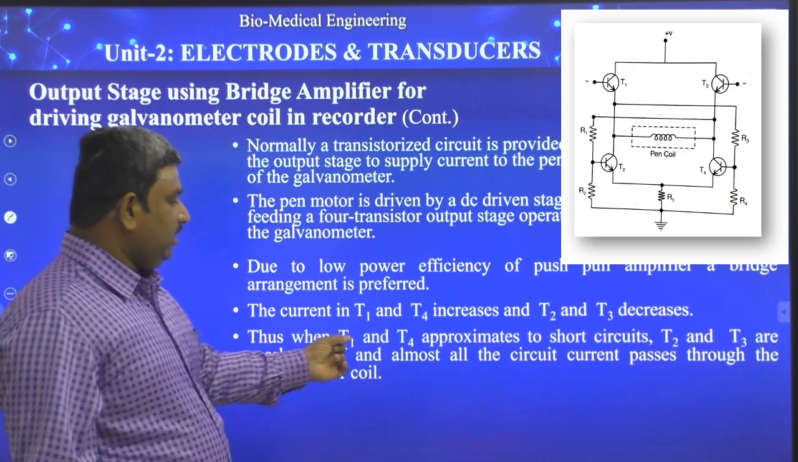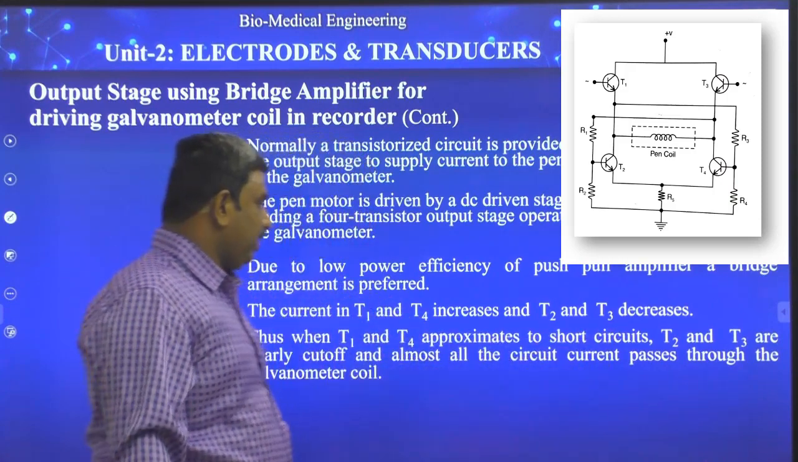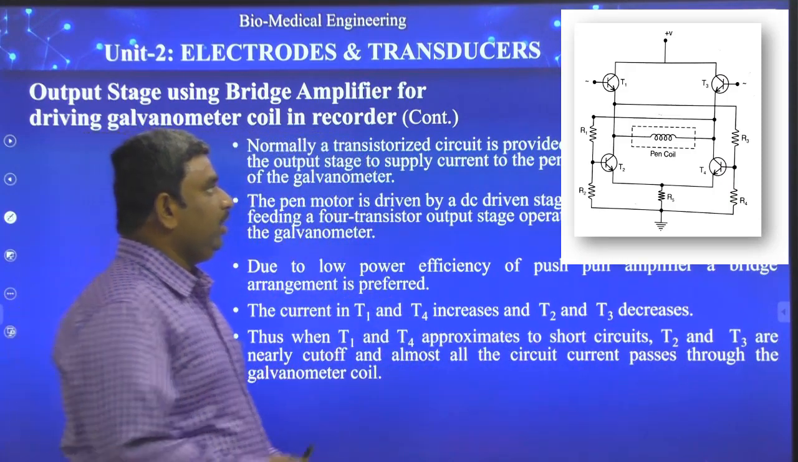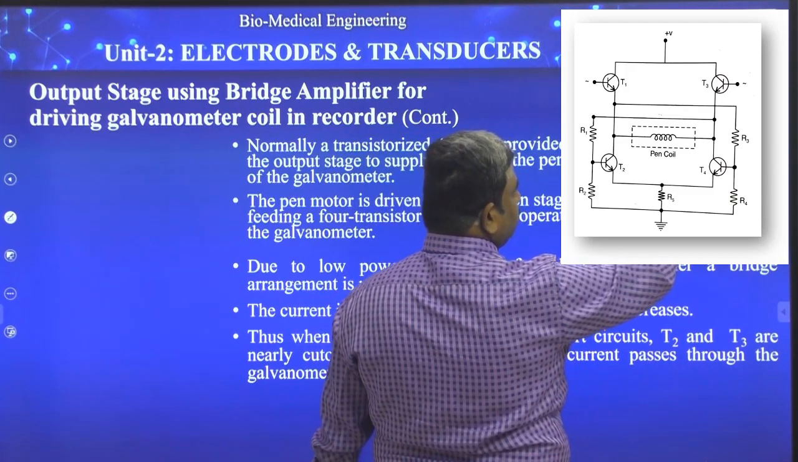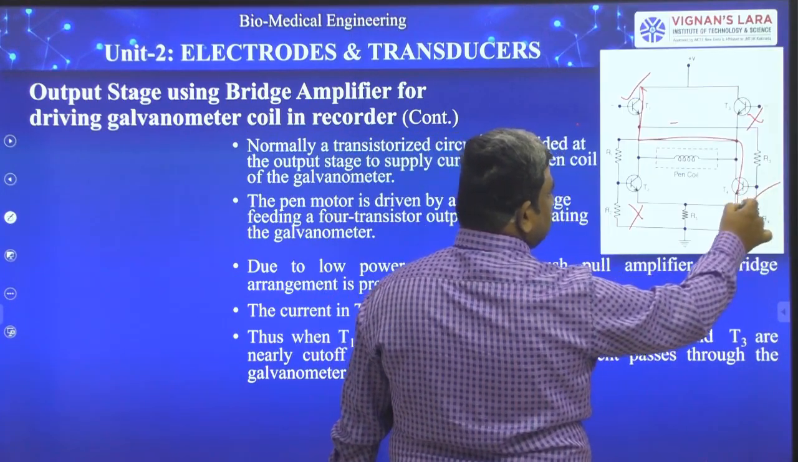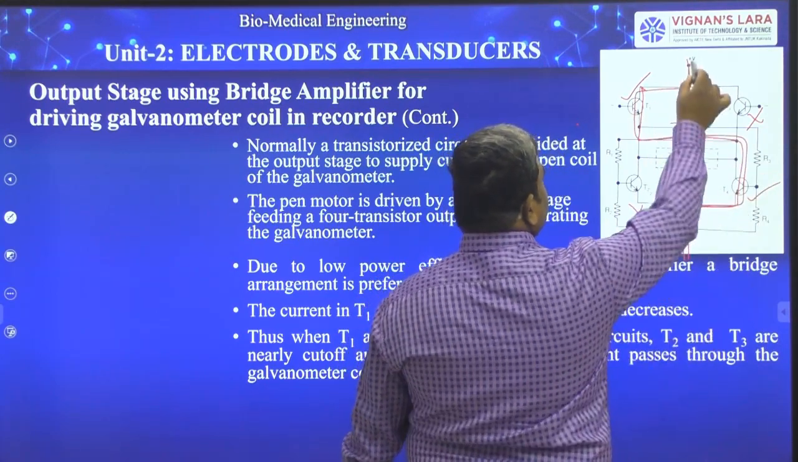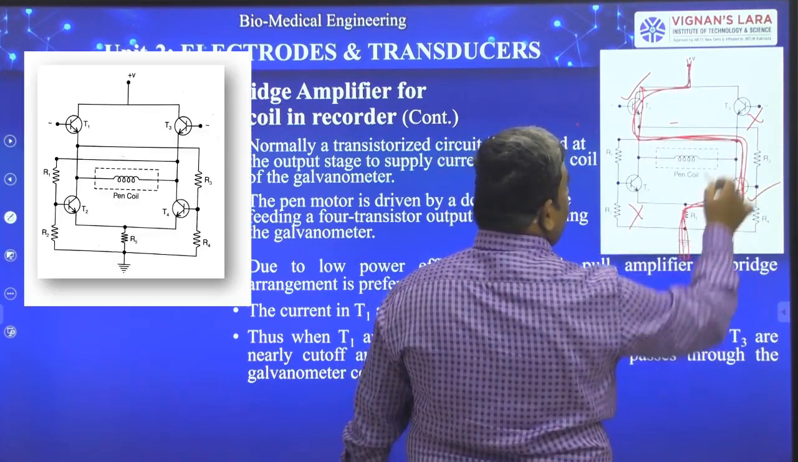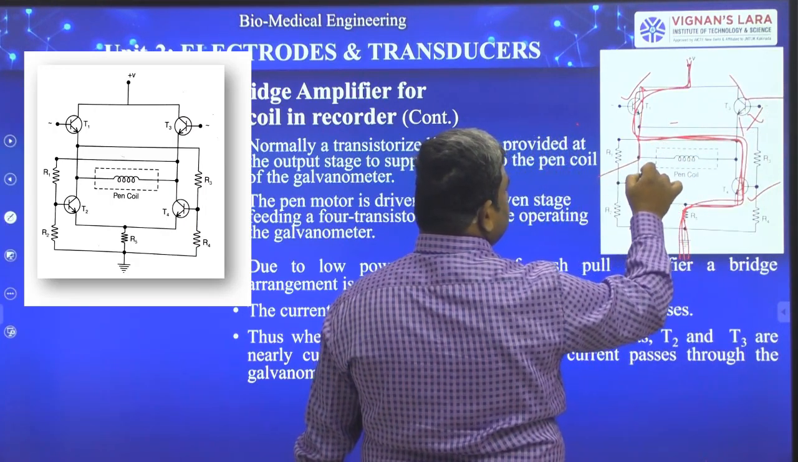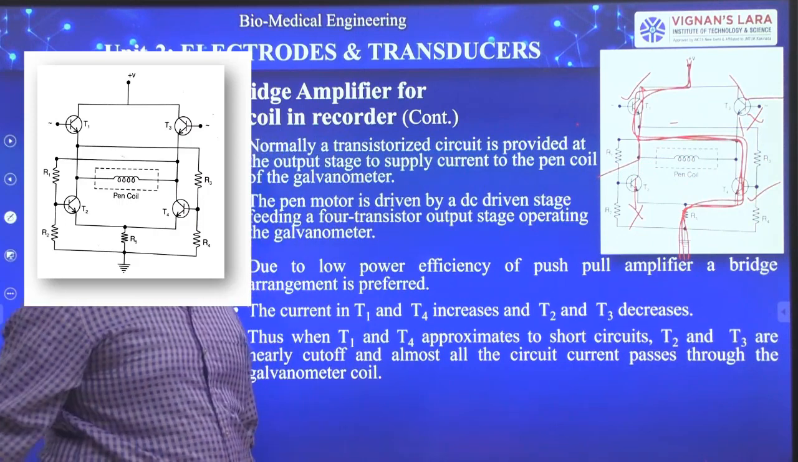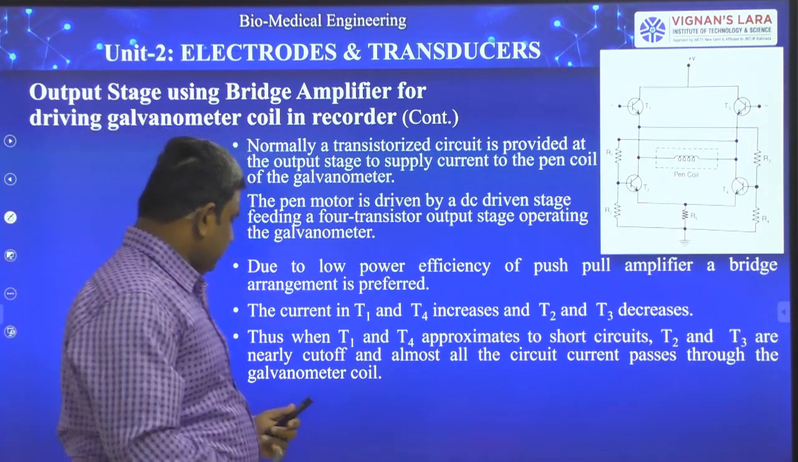So, thus when T1 and T4 approximate to short circuits, T2, T3 are nearly cut off. Whenever the voltages are passing, it seems like a short circuit in this way. So this is a short circuit. This is a short circuit. Okay, this is a short circuit. And this seems like an open circuit. This seems like an open circuit at these two transistors. Okay, right.